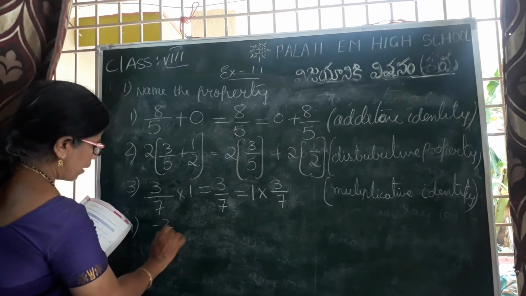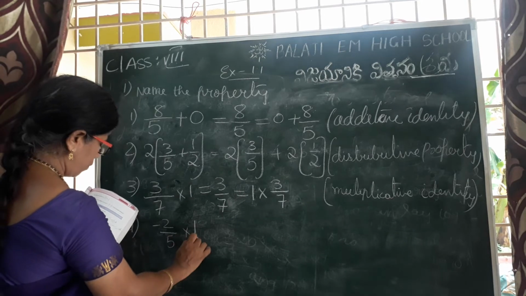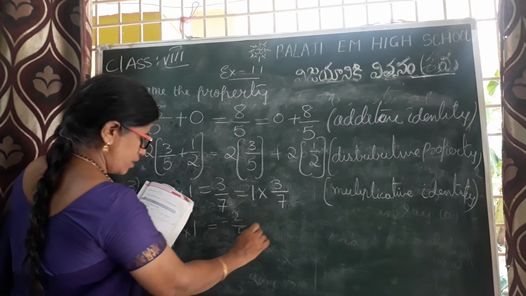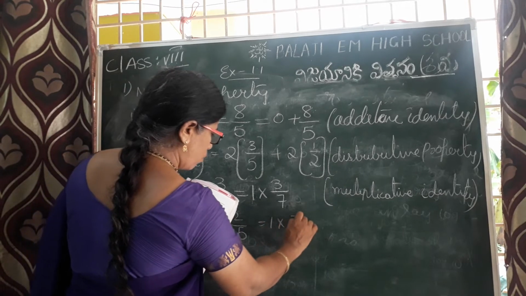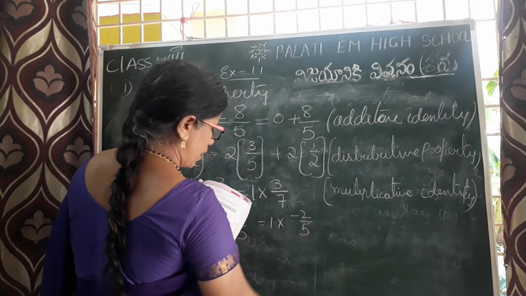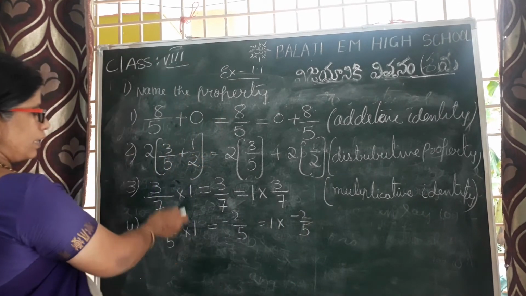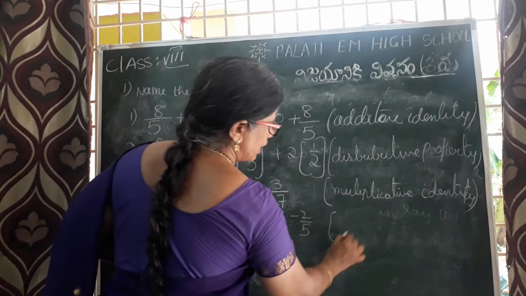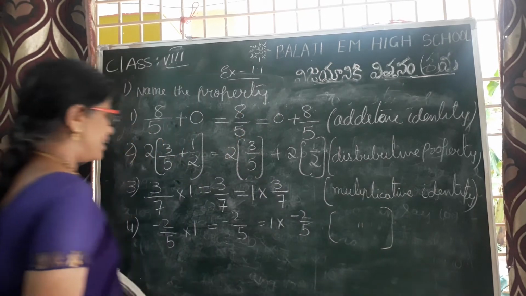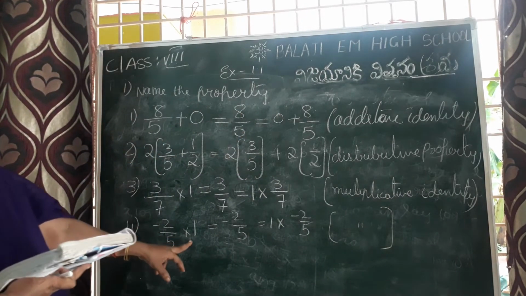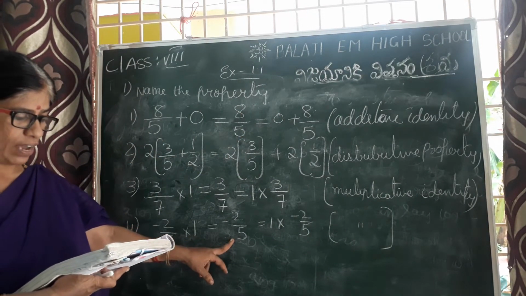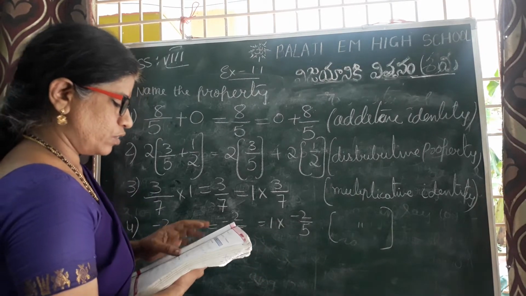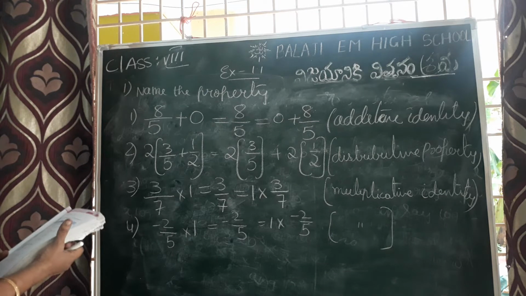It is multiplicative identity, meaning though we multiplied with some number, we get the same number. So this property here is multiplicative identity. Fourth one is minus 2 by 5 into 1 is equal to minus 2 by 5, which in turn is equal to 1 into minus 2 by 5. This is also looking the same as the previous one. So this is also called the multiplicative identity. Minus 2 by 5 is multiplied with 1 to get minus 2 by 5.